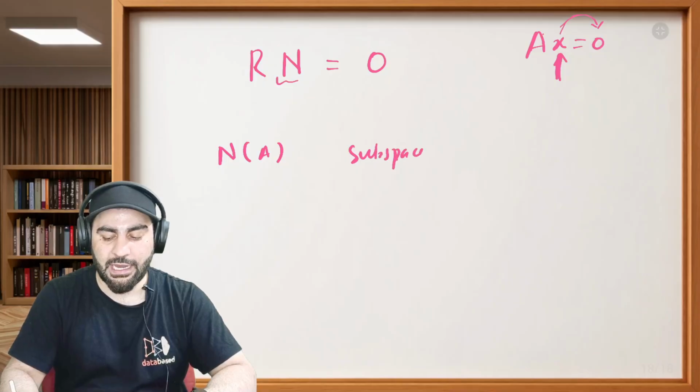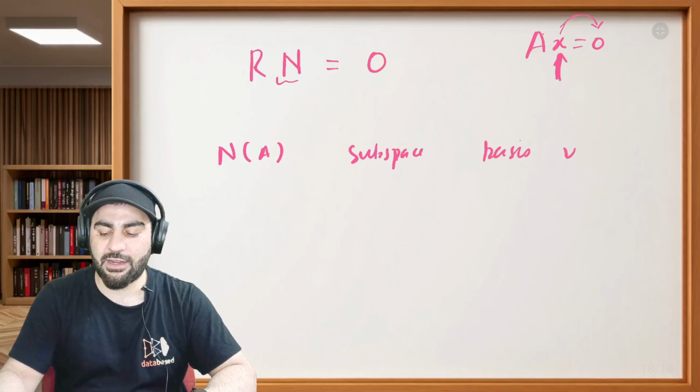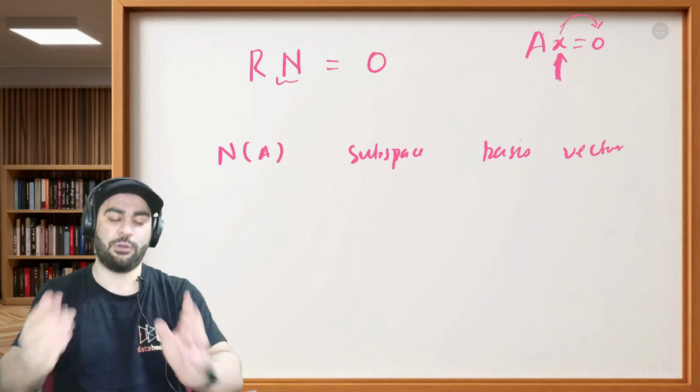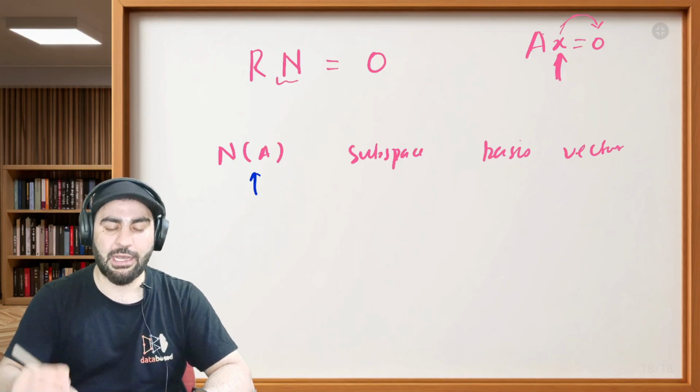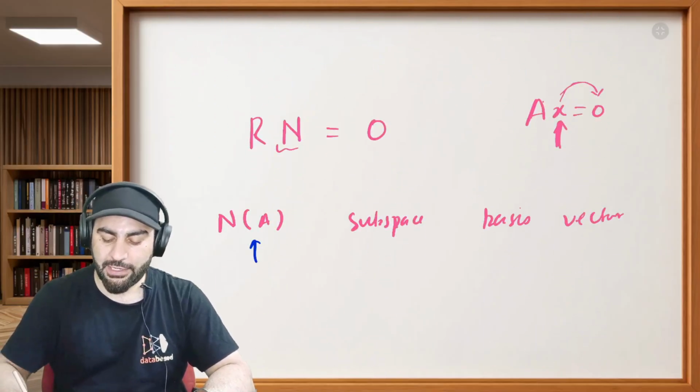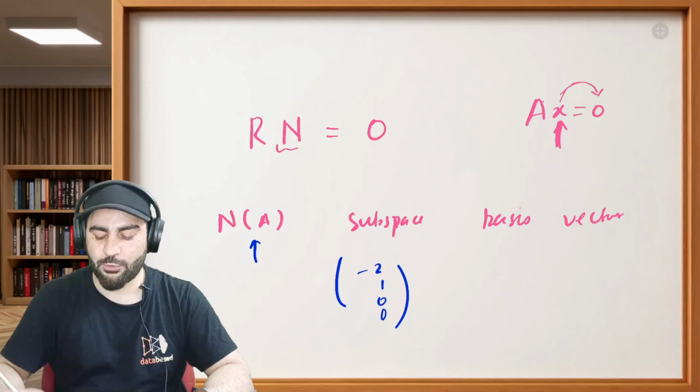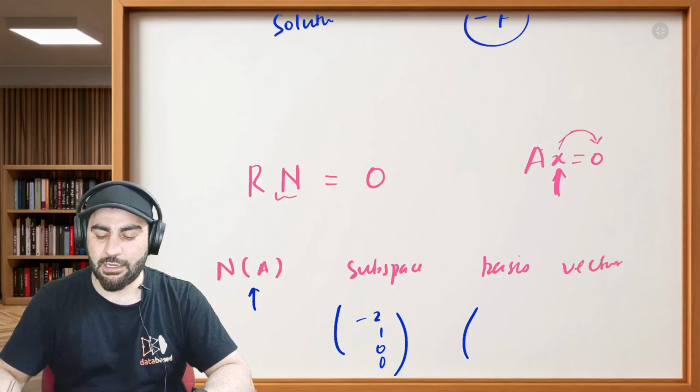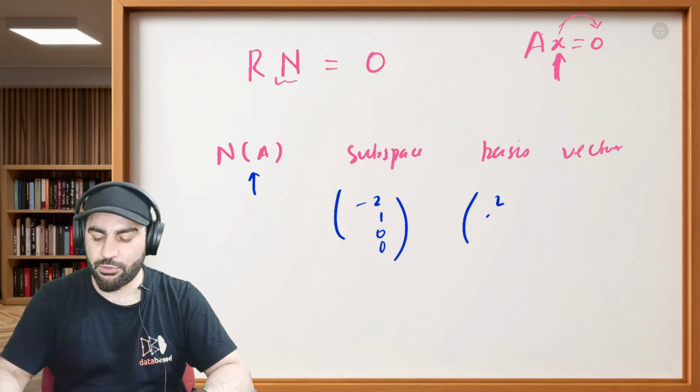It's a subspace and it will have basis vectors. So what are basis vectors? Basis vectors are the vectors which will span the whole space. If you see what the basis vectors were in this particular example, we had -2, 1, 0, 0. This was one basis vector, and then we had 2, 0, -1, 1. So this was the other basis vector.